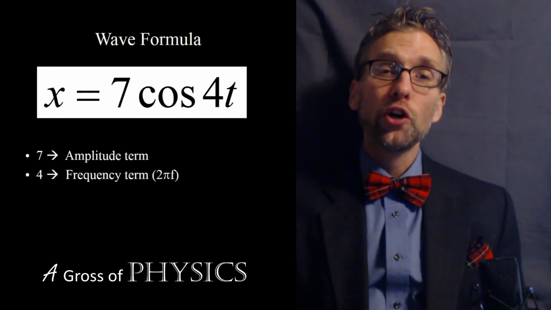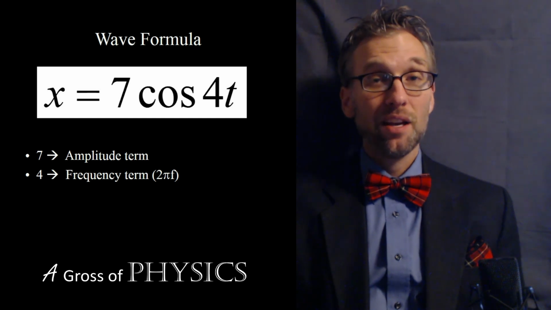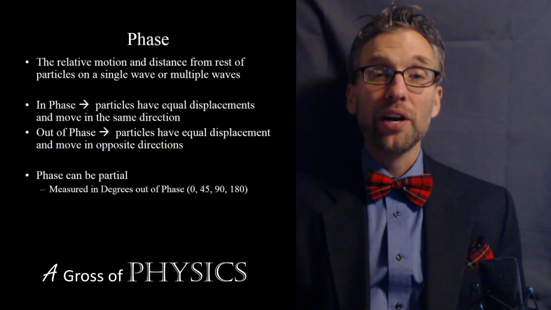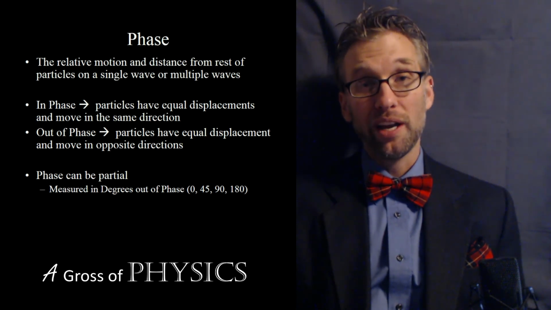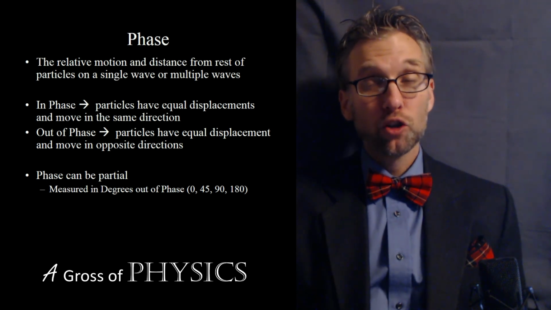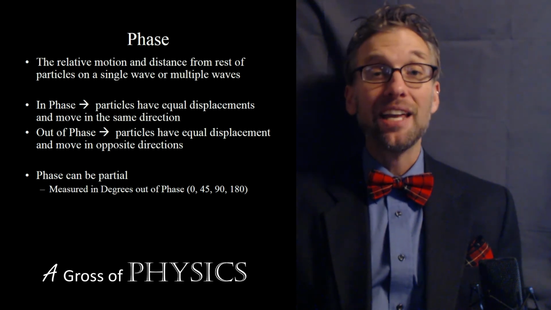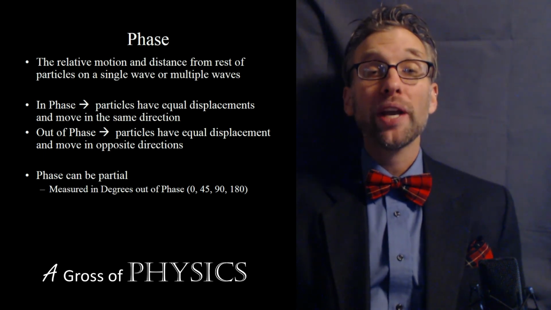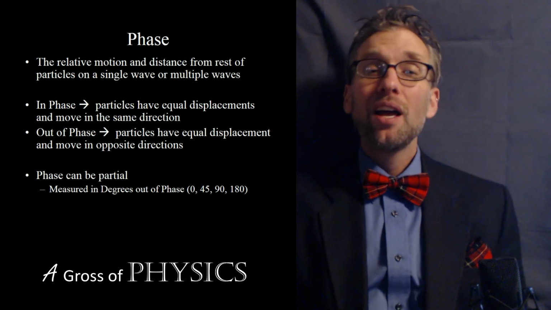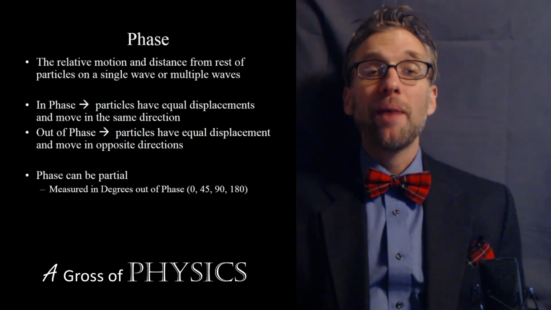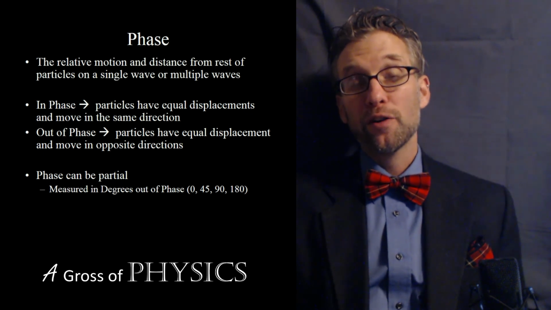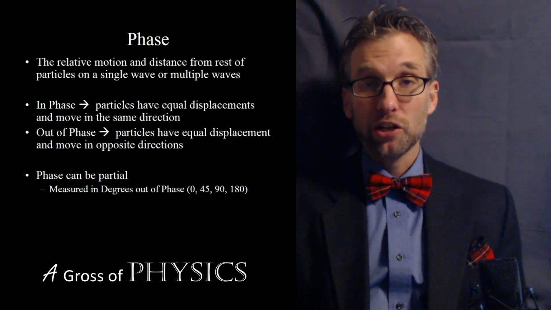Now, another important term that we're going to need to know is phase. And phase is a measure of how the wave is vibrating with respect to other particles on the wave. We could have phase within a single wave, so particles along a wave can be in phase or out of phase, or we could have two waves that might be in phase or out of phase with respect to one another. If we have two different waves, the amount of phase will affect how they interfere with one another. And we'll talk about interference in a later discussion.